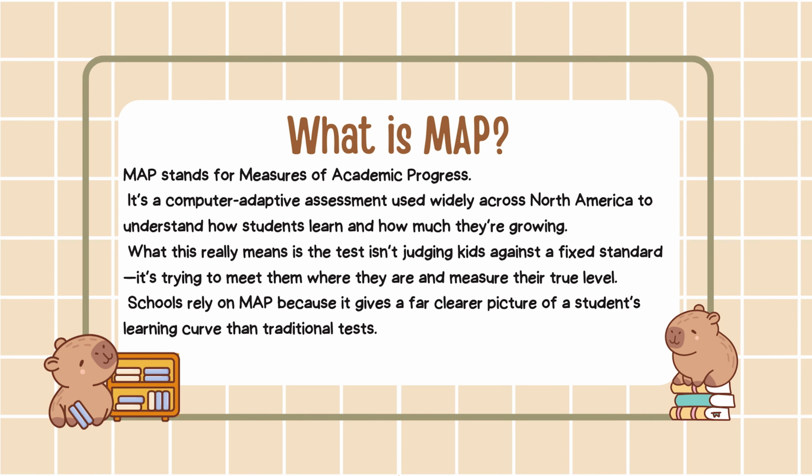All right, what is MAP? MAP stands for Measures of Academic Progress. It is a computer adaptive assessment used widely across North America to understand how students learn and how much they are growing. What this really means is the test isn't judging kids against a fixed standard, it's trying to meet them where they are and measure their true level. Schools rely on MAP because it gives a far clearer picture of a student's learning curve than traditional tests.